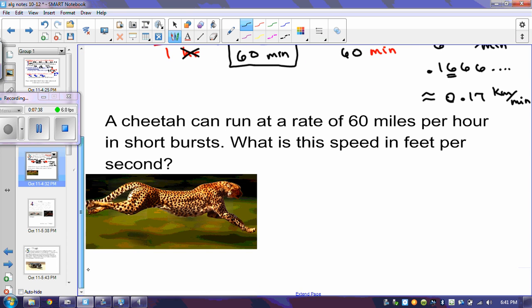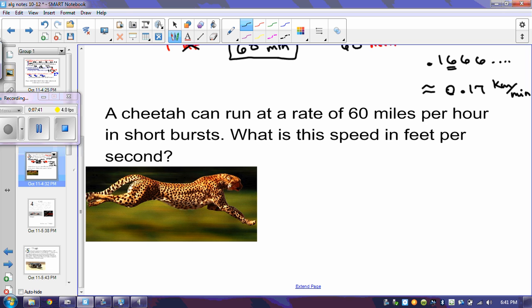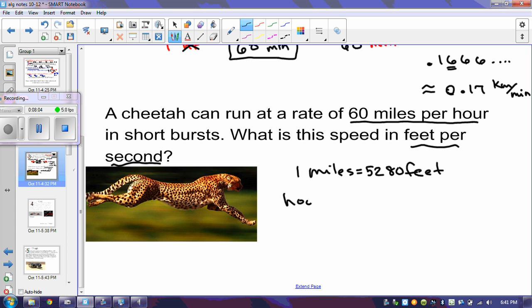We've got a cheetah here who's running 60 miles per hour, and we want to figure out how many feet he covers in a second. So we're changing this rate to feet per second. So there's a couple things we need to know here. I need to get from miles to feet. So I need to know how many miles are equal to how many feet, and that's 5,280 feet for every 1 mile. And then I also need to go from hours to seconds.